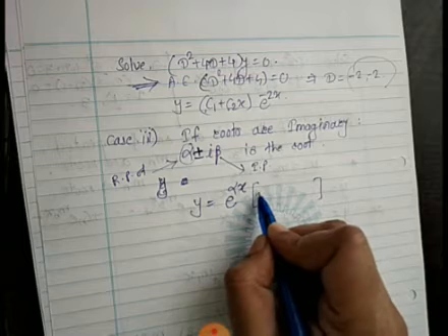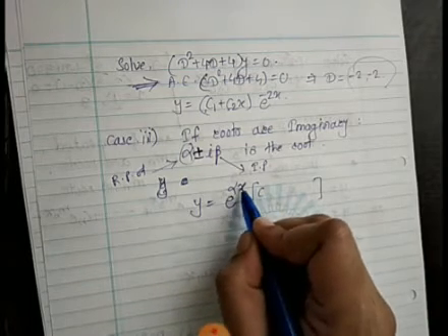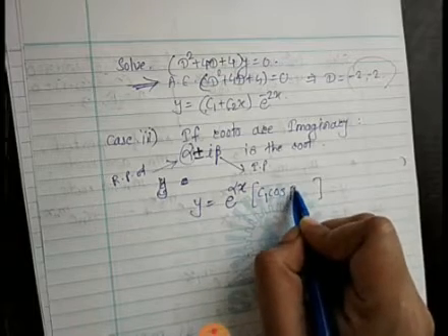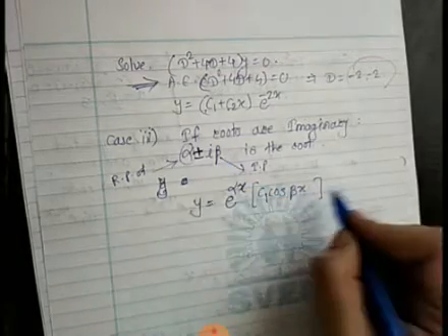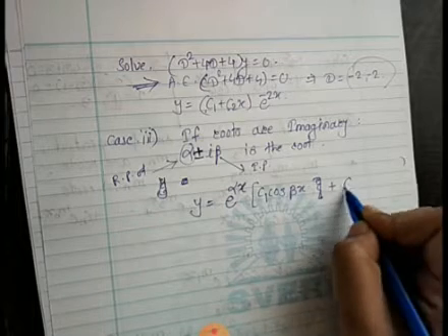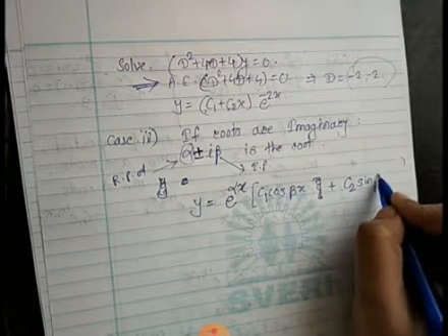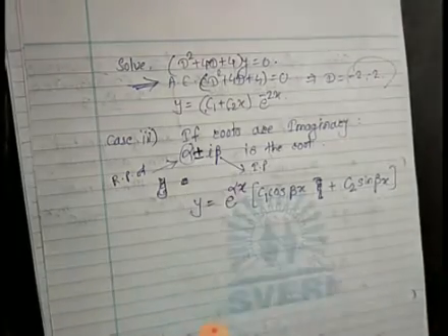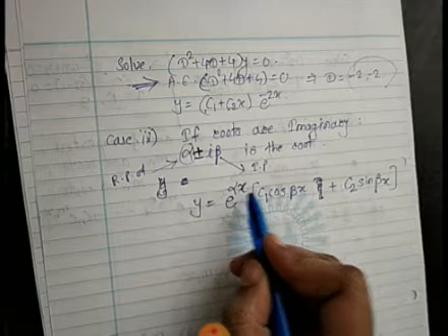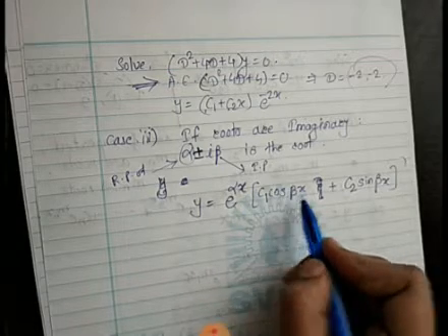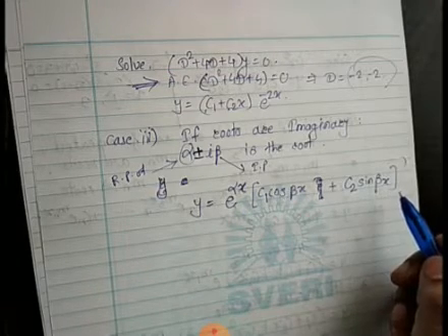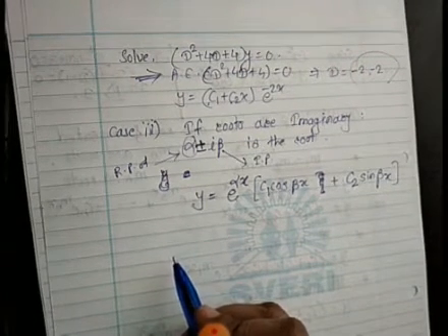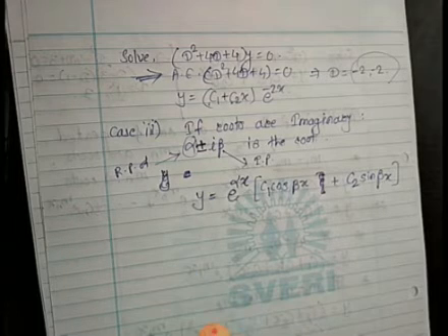So how can I write this? It is e raised to real part x, c1 cos beta x plus c2 sin beta x, where beta is the imaginary part. Are you getting it? So in such a case, we can write e raised to alpha x in bracket c1 cos beta x plus c2 sin beta x. Okay.